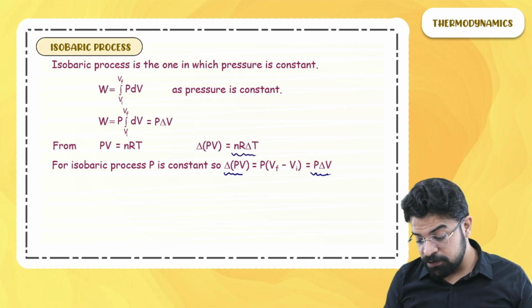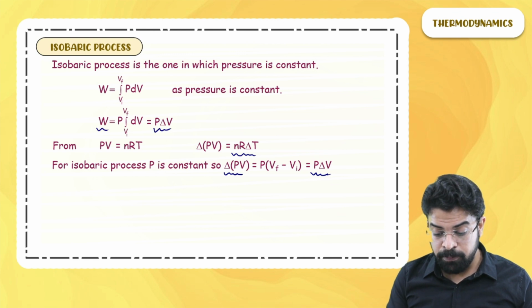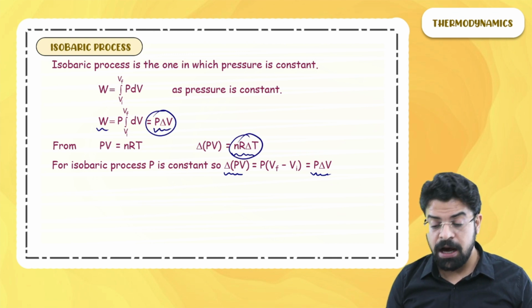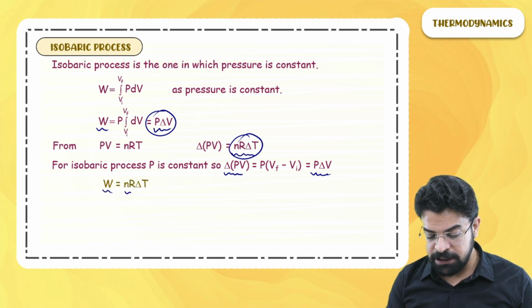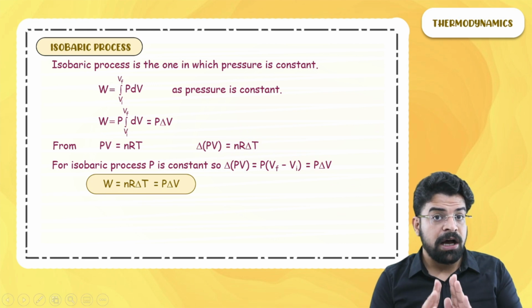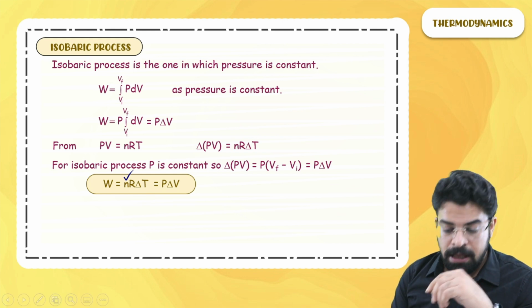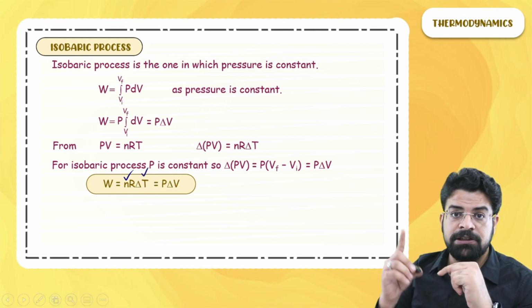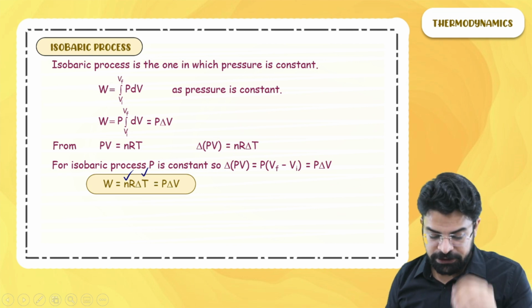and delta PV equals nR delta T. Hence we can write the work done equals P delta V equals nR delta T. So for an isobaric process, the work done by the gas equals nR delta T, or that can be written as P delta V. Both are equally good. So if you just know the number of moles of gas and the rise in temperature of gas, you can tell what is the work done by the gas in the isobaric process.